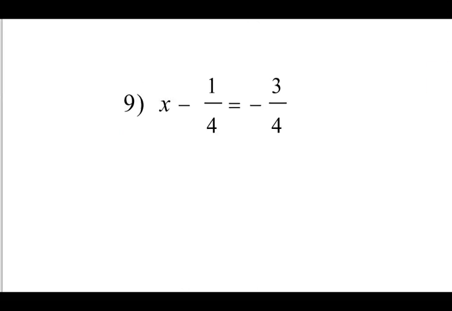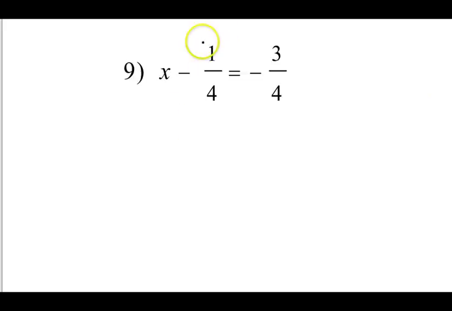Let's go down to something like number 9. Look at the side with the variable. What number is this right here? What's this fraction? We're not changing anything to decimals. Very close, not 1/4. It's -1/4. So how do we get to 0? Add 1/4.